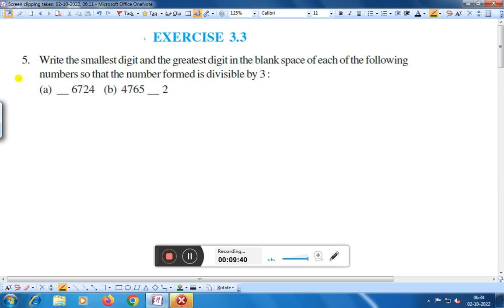Next we do question number B, right? Question number B, the number is 4765_2, right?